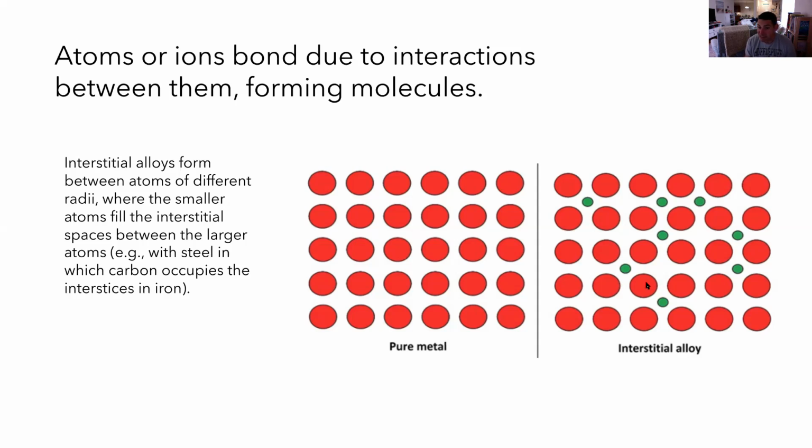Something to note with an interstitial alloy, this is a solution, a homogeneous mixture, all right? So the main metal would be the solvent, and whatever small radii atoms are being added, that would be your solute, and it's being dissolved within.